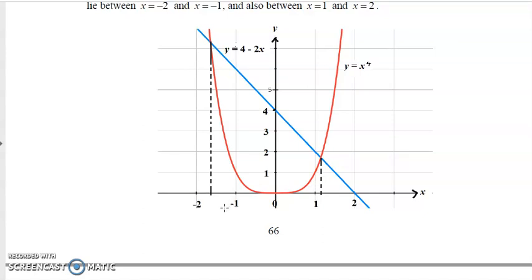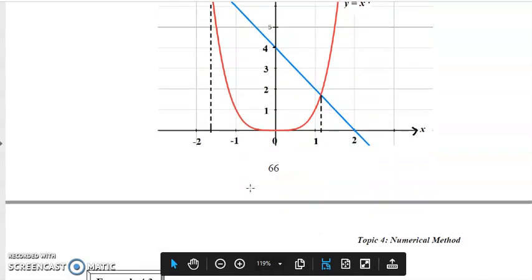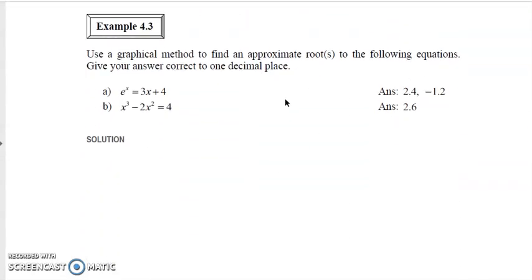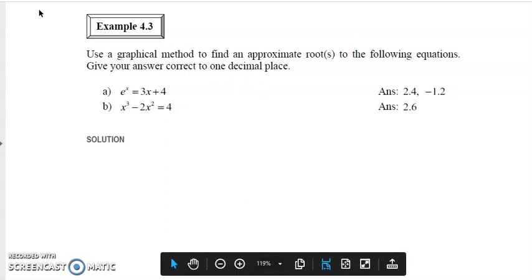Okay, so the next one, we are going to proceed to example 4.3. I hope you already answered this example. Please try to do it on your own first. Maybe you can stop the video and continue after you've done your graph. The question asks to use the graphical method to find the approximate roots of the following equations, giving your answer correct to 1 decimal place.